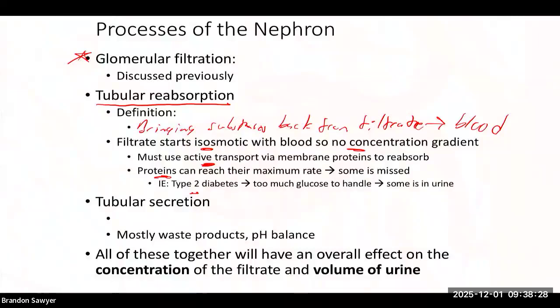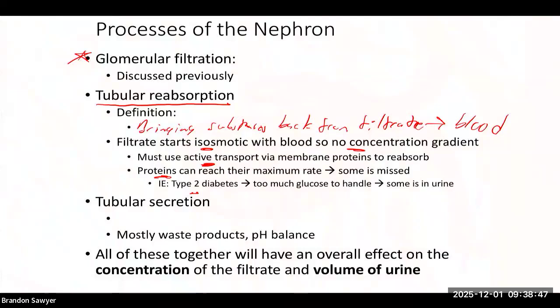And then that creates osmotic pressure in the filtrate, which pulls a lot more water with it too. That's why we increase the volume of our urine as well, because we're not able to get those osmotic agents out properly, and so water is going to stay with them.